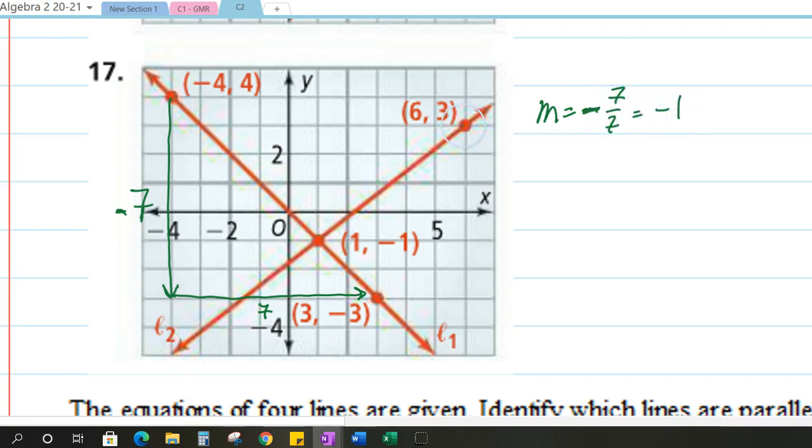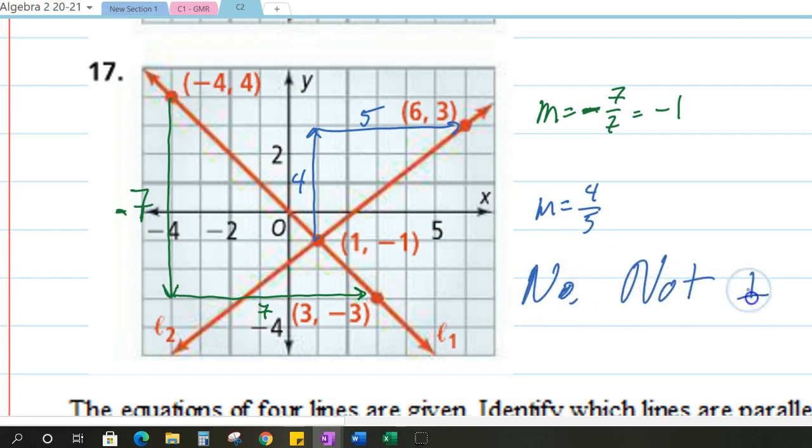Now for the other line going from left to right, I know it's going up, so m is going to be positive. And here's my dot right here. I'm starting at 1, -1, and I'm going up to 6, 3. So I'm going up 4, and I'm running to the right 5. So my rise is 4, my run is 5. Is -1 the same as 4/5? No. So you would say, no, these are not perpendicular.